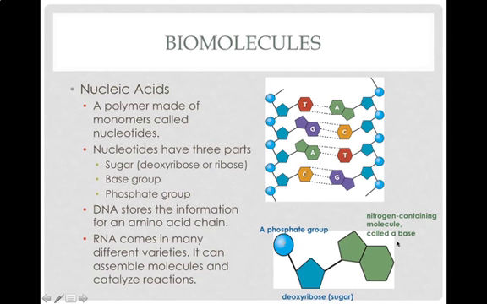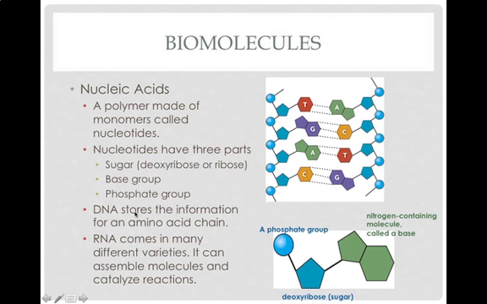Now this base group comes in 4 basic varieties, T, G, A, and C, and we'll talk about those more later. But this nucleotide is the monomer that when they hook together in a chain, like this one, here's one monomer, there's the next monomer, and they all hook together, we get a polymer. This polymer is called a nucleic acid. In this case, it's DNA. DNA has the primary function to store information, and that really is pretty much all it can do.